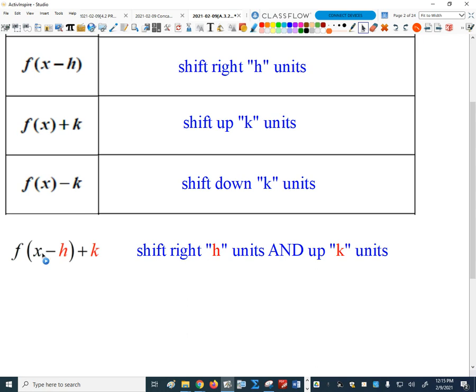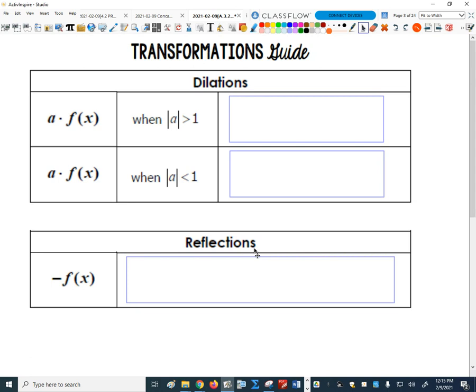Okay, so this is shifting us. The number we subtract from x tells us how far we're going to the right. That one's the opposite. And the number we're adding outside tells us how far we go up. Okay, next issue, dilations. Okay, let's see what happens here.